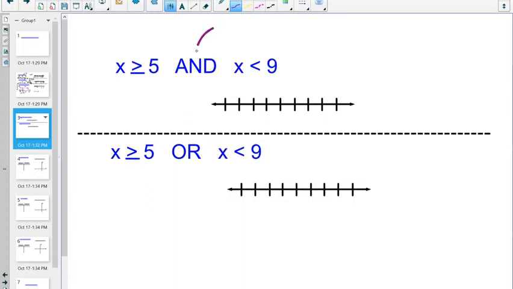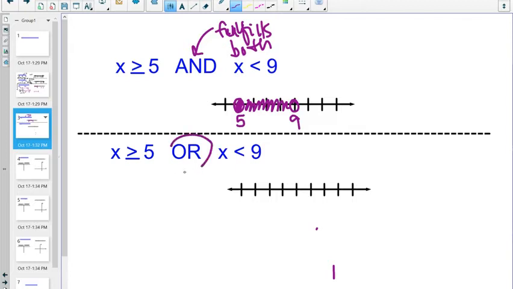I've got an and. So an and means it fulfills both at the same time. So let's see, 5, 6, 7, 8, 9. So I want all x's greater than or equal to 5, so I'm going to color that in there. And less than 9, that's only these. Okay, only these things in here are both greater than or equal to 5 and less than 9. When it says or, it could be either or.